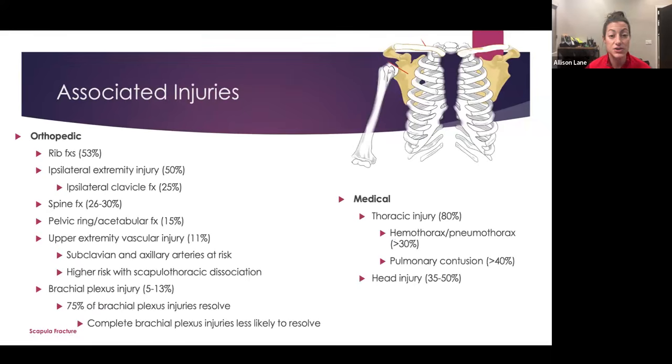So there are other associated injuries you also need to consider. Rib fractures are actually a decently high percentage, 53% association of rib fractures with scapula injuries. And then ipsilateral extremity injury like clavicle, spine fracture, pelvis fracture, vascular injury, brachial plexus injury. This is definitely something that needs to be worked up for sure. And then medically, thoracic injury like a hemopneumothorax, pulmonary contusion, and head injury as well.